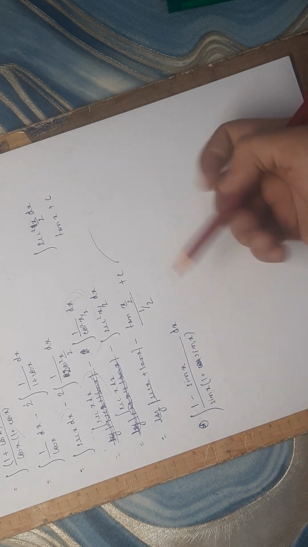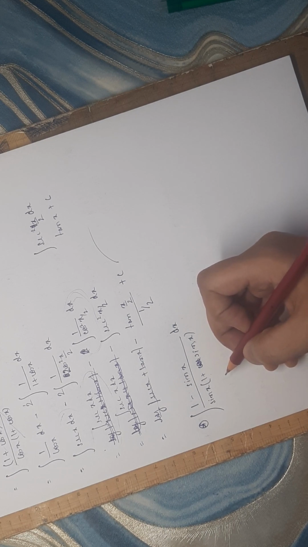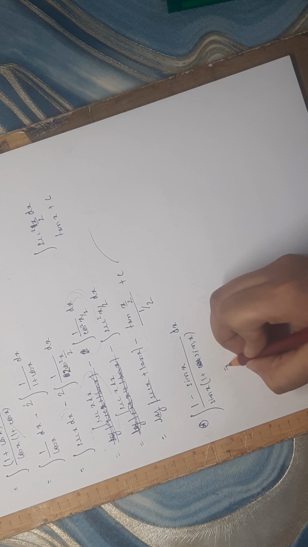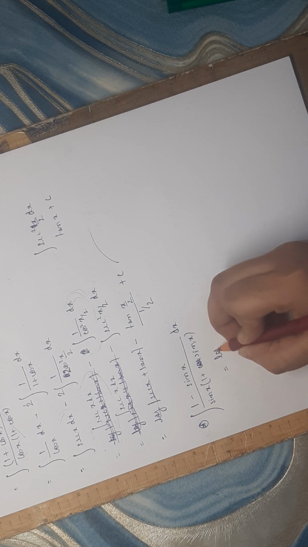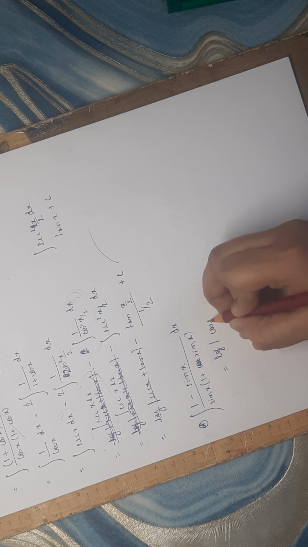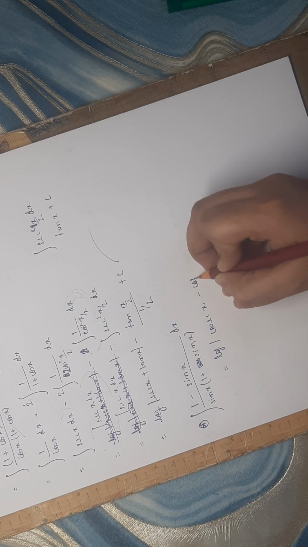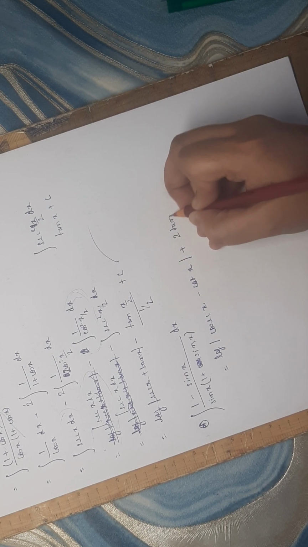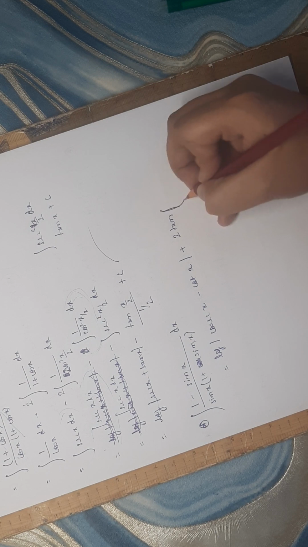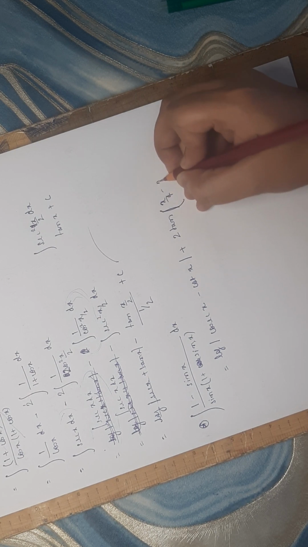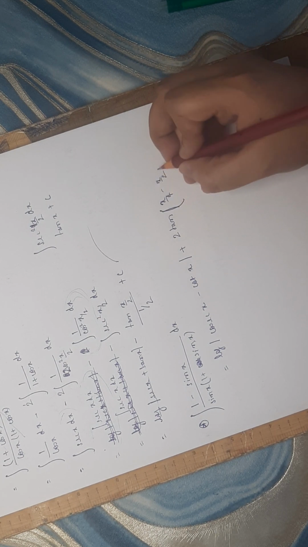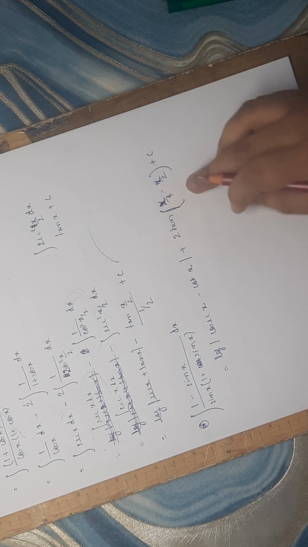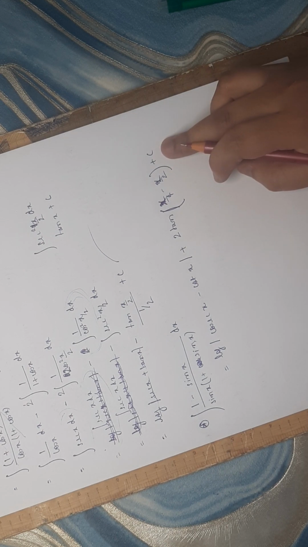So I want you to solve this problem by yourself, and I'm telling you what your answer will be. Your answer will be nothing but log of mod cosec x minus cot x plus 2 tan of x by 4 minus x by 2, plus c. This is x, okay? These two are x by 4 minus x by 2, plus c.